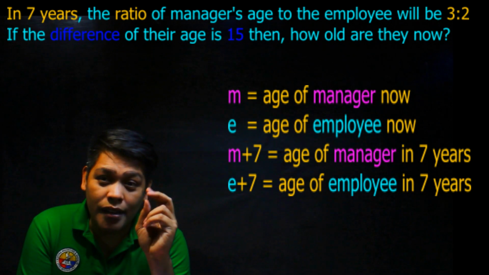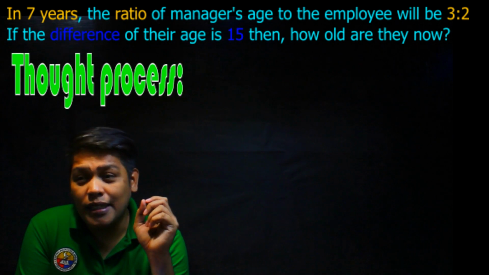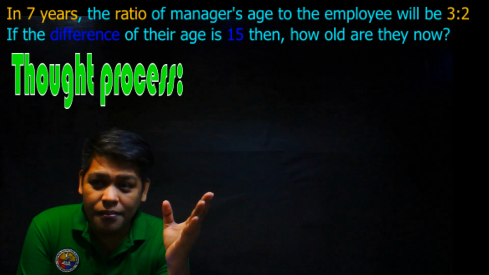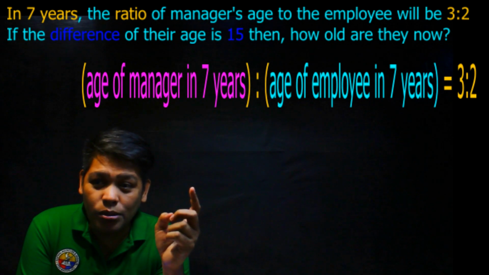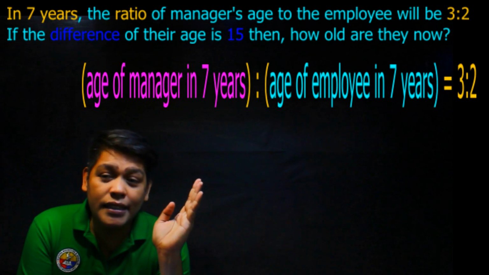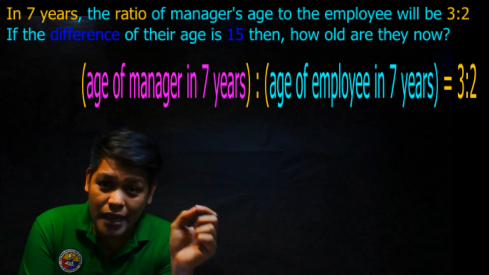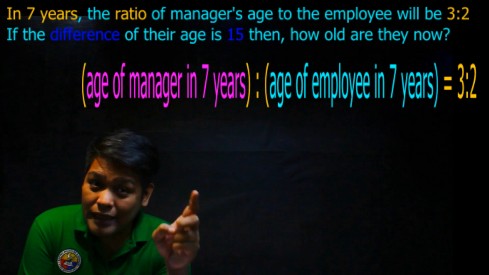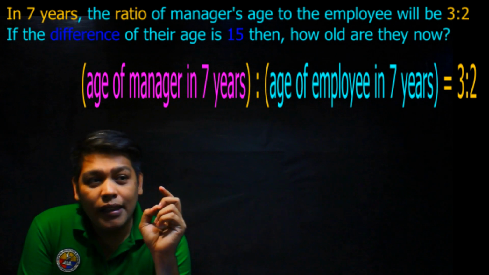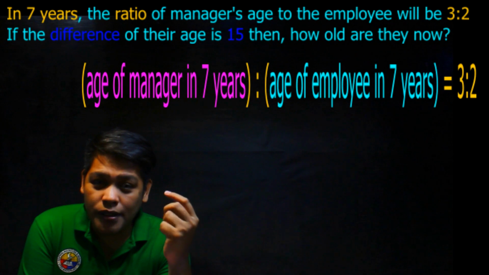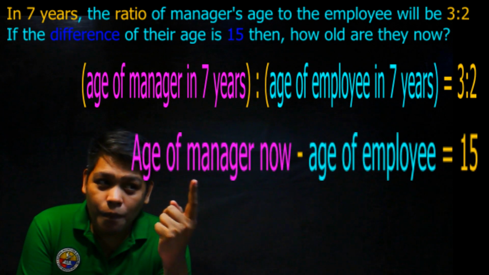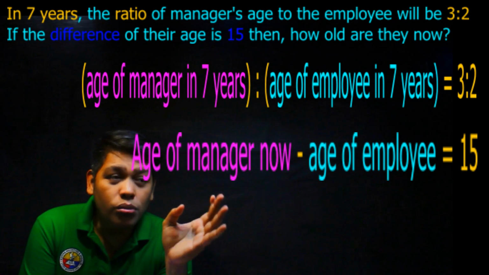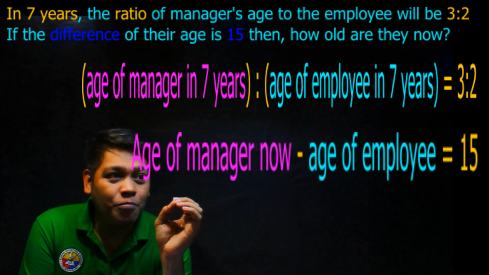Step number 2 is the thought process. The age of the manager in 7 years, in ratio to the age of the employee in 7 years, equals 3:2. When it is a ratio like 3:2, we have what are called means and extremes. That is our first thought. And the second thought: the age of the manager minus the age of the employee is equal to 15. That is our thought process.